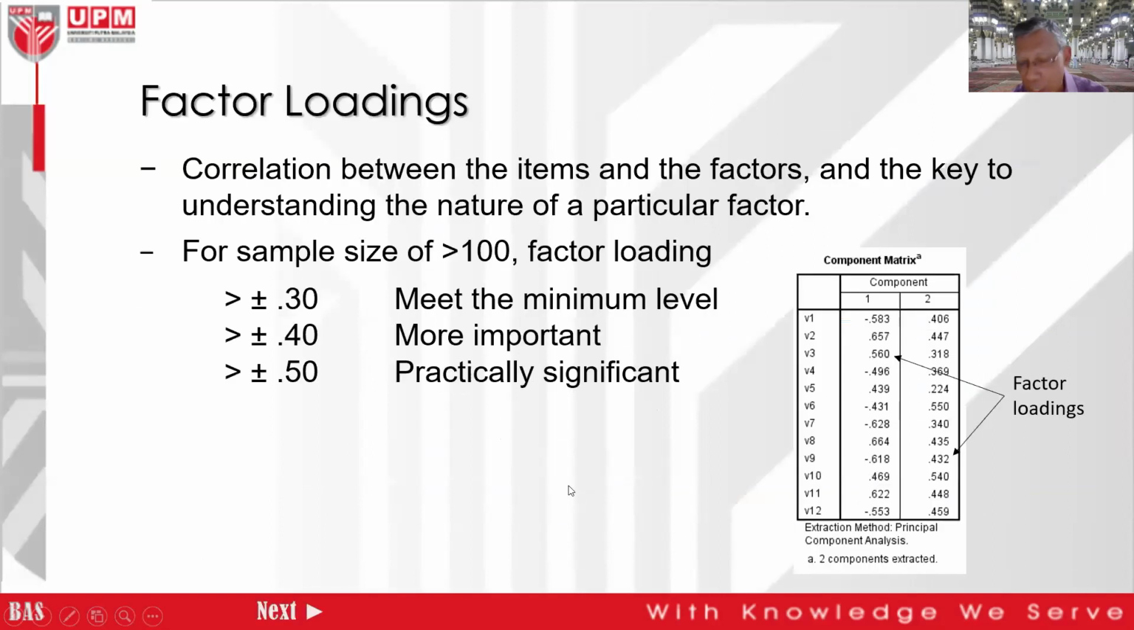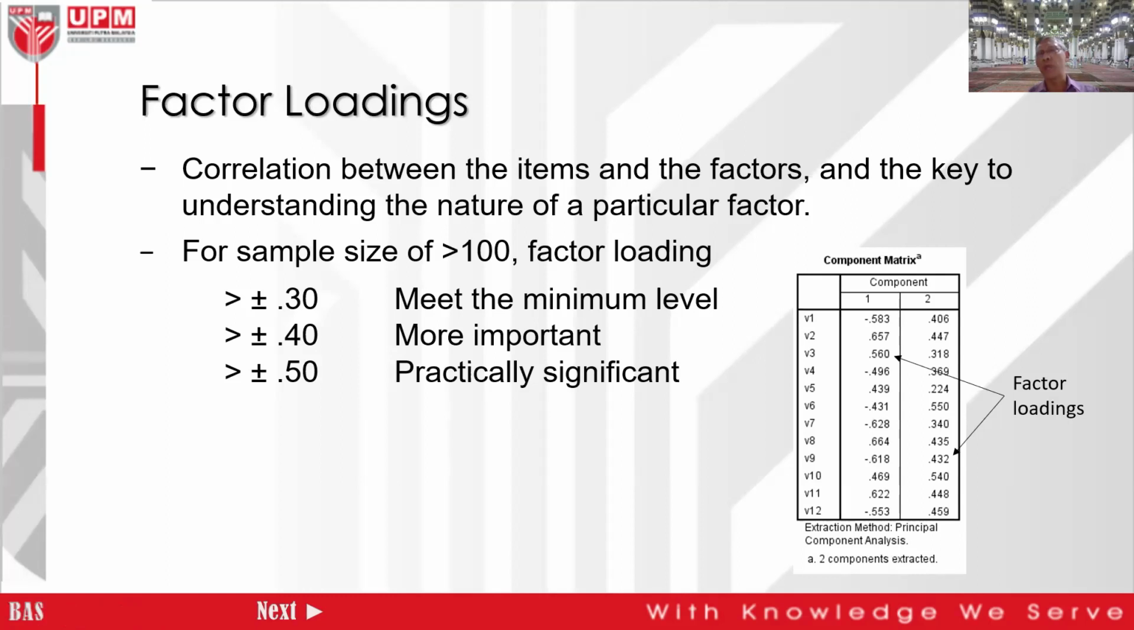So the factor loading, as mentioned earlier, when we look at the component matrix, we want the minimum to be 0.3. 0.3 is considered the minimum level. But if it is 0.4 plus or minus, it is considered more important. But if it is more than 0.5, it is practically significant. Even though the minimum is 0.3, it would be better for us to go for a higher factor loading. We want it to be 0.5.